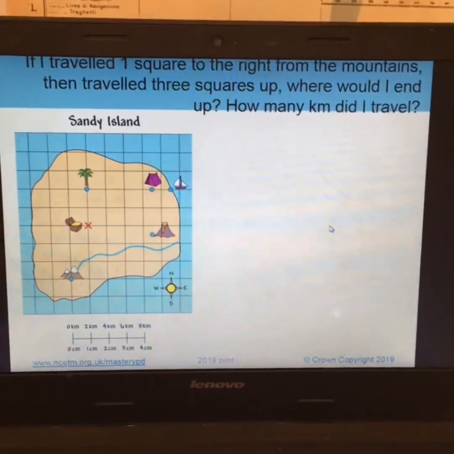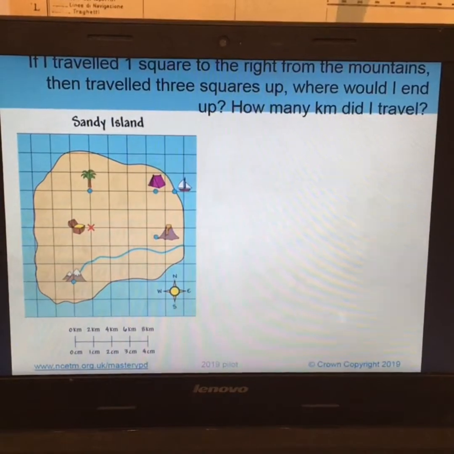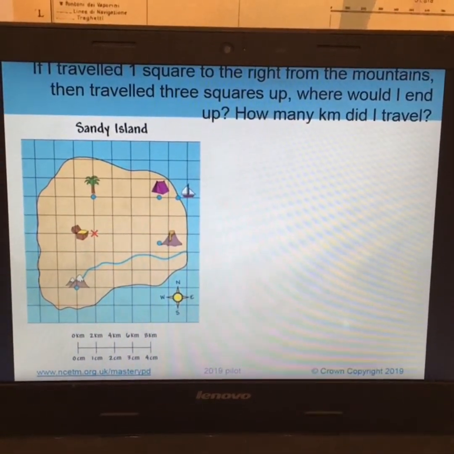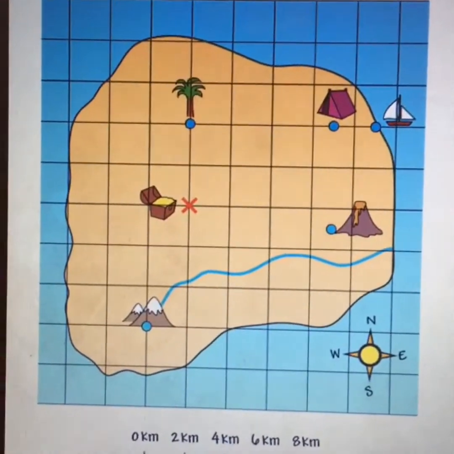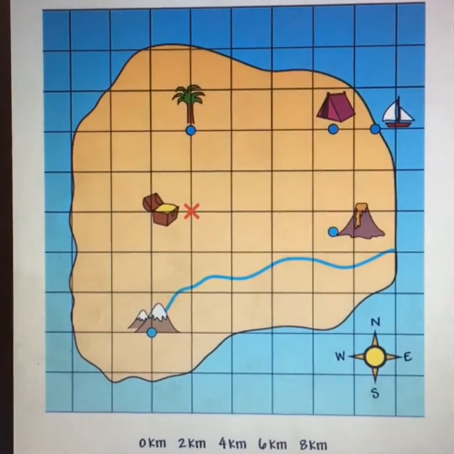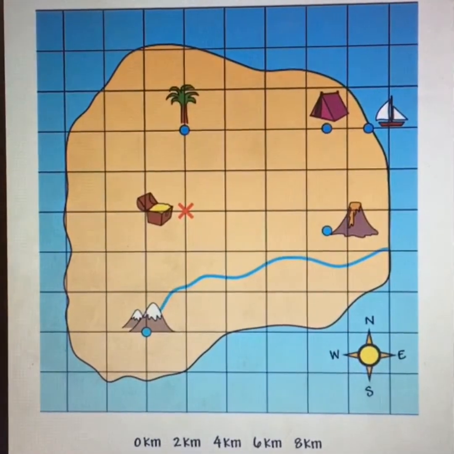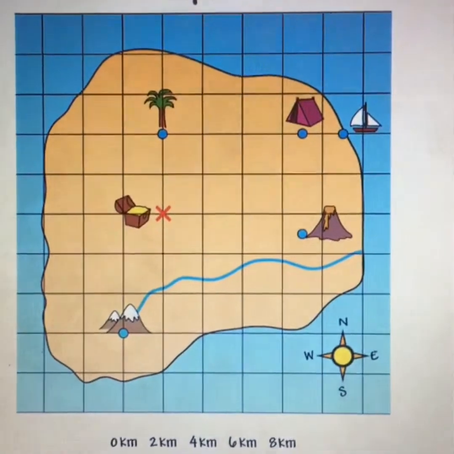Right, next one then. If I travelled 1 square to the right from the mountains, then travelled 3 squares up, where would I end up? So that's part A. If I travelled 1 square to the right from the mountains, then travelled 3 squares up, where would I end up? And then counting those squares, how many kilometres did I travel?